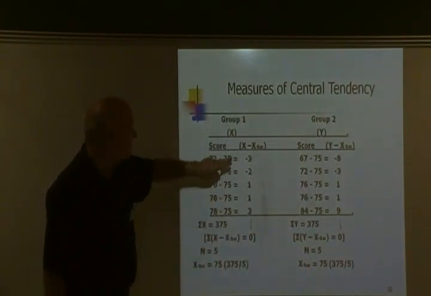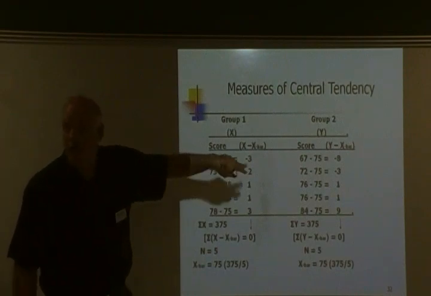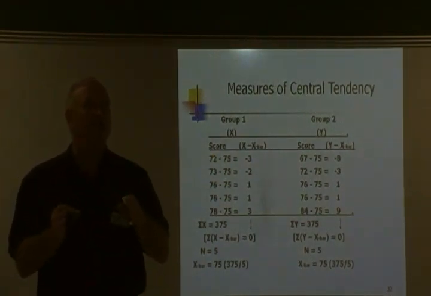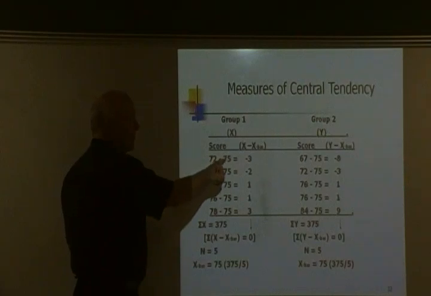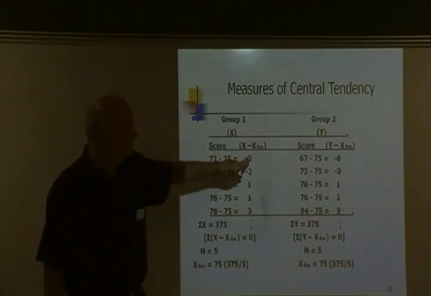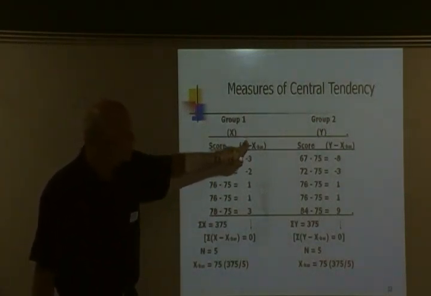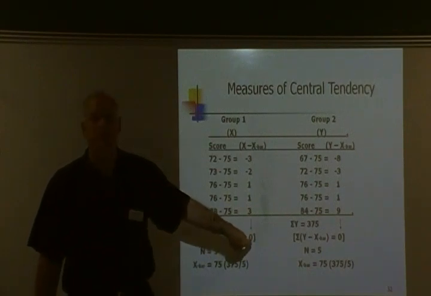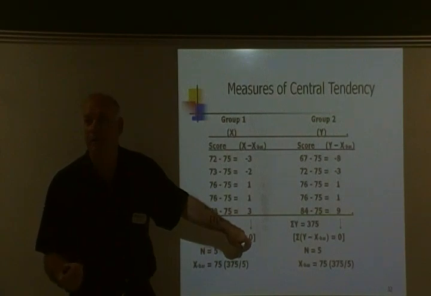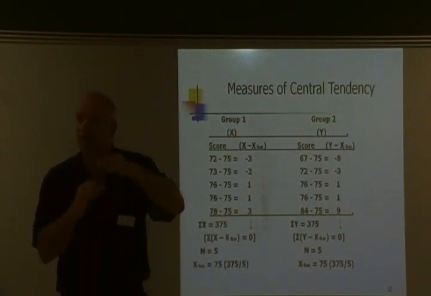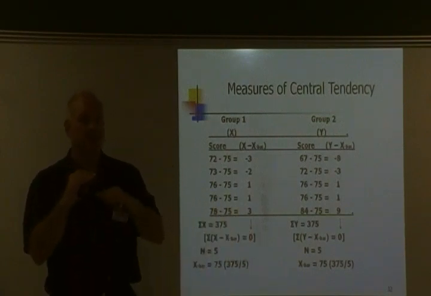Now here's how it works. Once I find the mean of a group and subtract it from each data point and put it in the column here, the sum of that column must equal 0. That's the sum of the deviations from the mean. It's a property of the mean. It signifies that there are numbers above the mean and numbers below the mean.